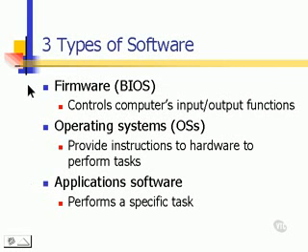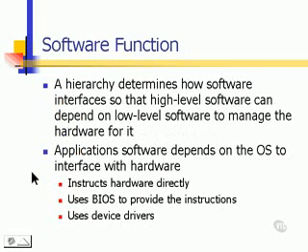Now, there are three different types of software. There's firmware, of which BIOS is an example, and typically this is hard-coded software and not easily changed. There's operating system software, which provides instructions to hardware to perform tasks, and there's application software, which actually performs a specific task.